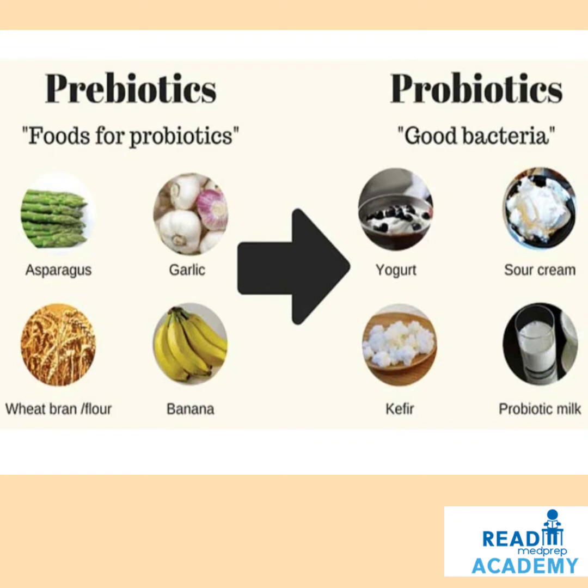In this image, you can see on the left side the prebiotics, which are foods for the probiotics, like asparagus, garlic, wheat bran, wheat flour, banana. On the right side, you can see the probiotics, which are good bacteria beneficial to the gut of human beings, like yogurt, sour cream, kefir, and probiotic milk.